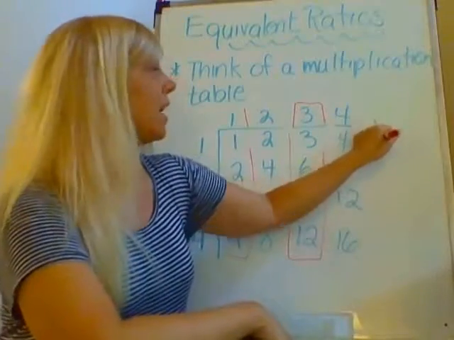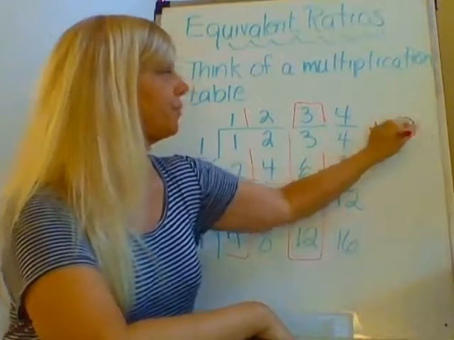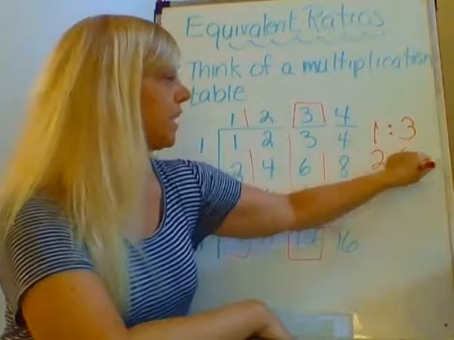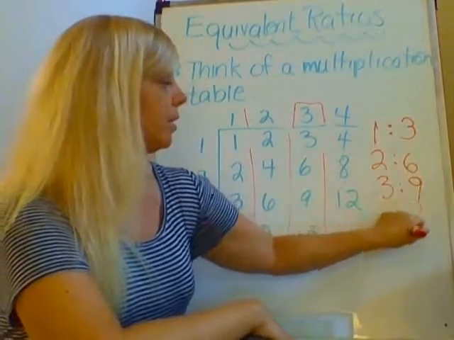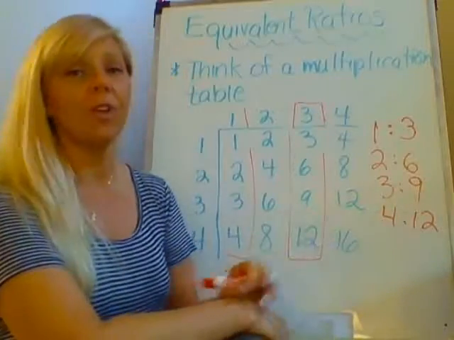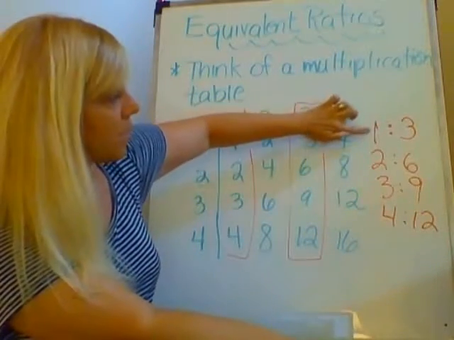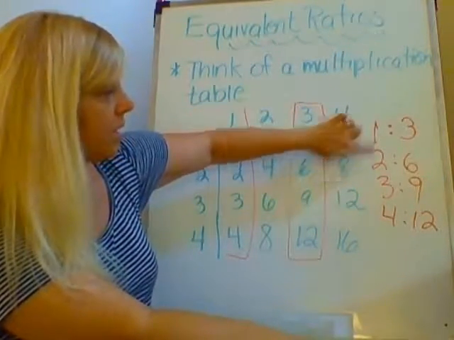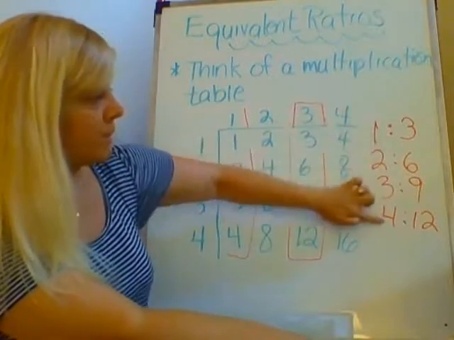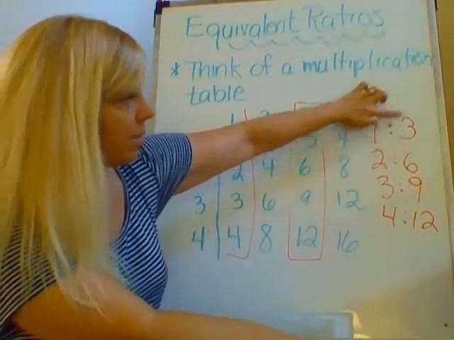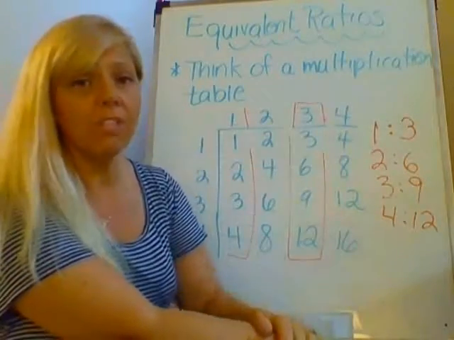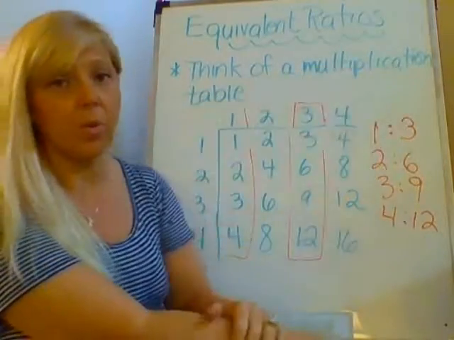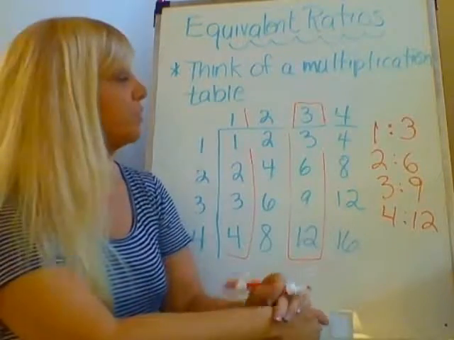So if I start writing this down, 1 to 3 is equivalent to 2 to 6, which is equivalent to 3 to 9, which is equivalent to 4 to 12. So when I'm looking at these, 1 is being doubled, tripled, quadrupled, 3 is being doubled, tripled, quadrupled. So all of these are equivalent to each other because they're all equal to 1 to 3. So let's look at this for a second.